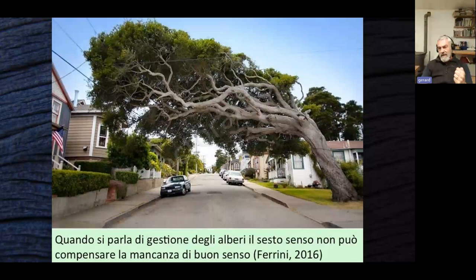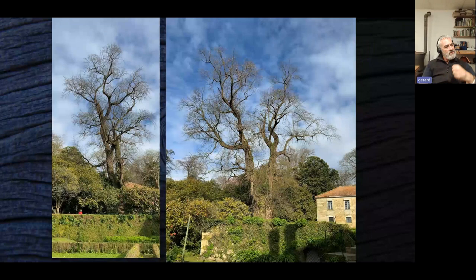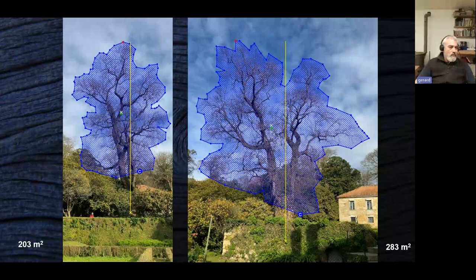So when we analyze trees, we have to find out what the wind direction is and what adaptation the tree is making. This is a monumental tree in Portugal. It's a big lithodendron. And if you look at the tree from the wind direction or perpendicular to the wind direction, you get these two crowns of the same tree that have more or less about one third less or more of the surface area, depending on the direction that you see it, no?